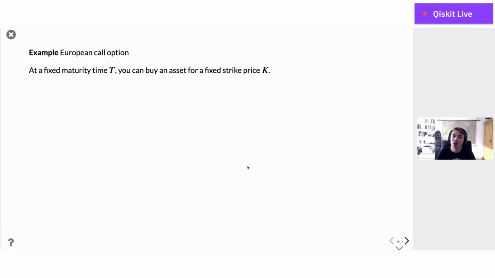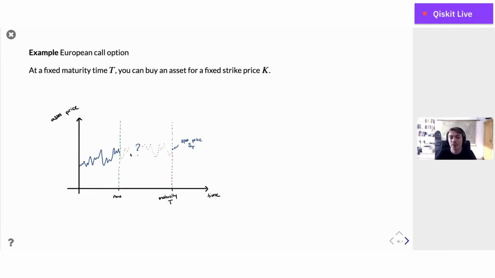In the European call option, you have one single asset, and at a fixed maturity time T, you can buy this asset for an agreed upon so-called strike price K. If we look at this in the diagram, you have your asset, whose price develops here with this blue line. And now I'm telling you, okay, at the maturity time T, you can buy this asset for price K. This is interesting because, of course, we don't know how exactly this asset will develop.